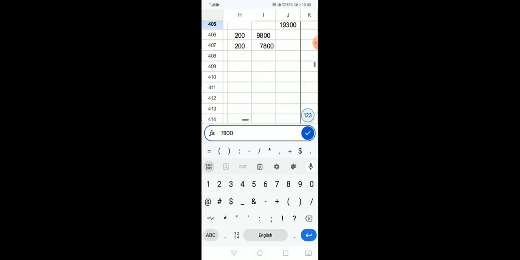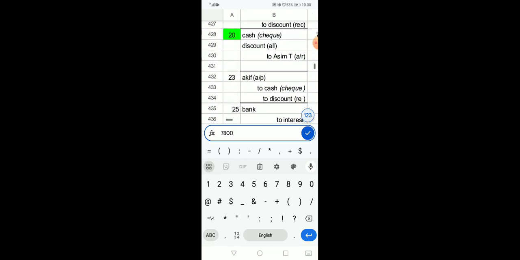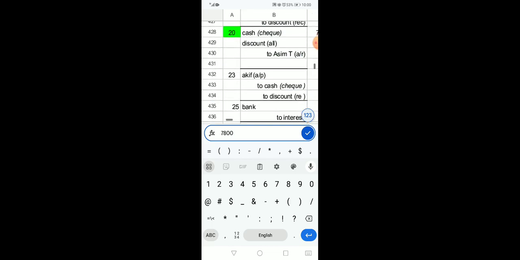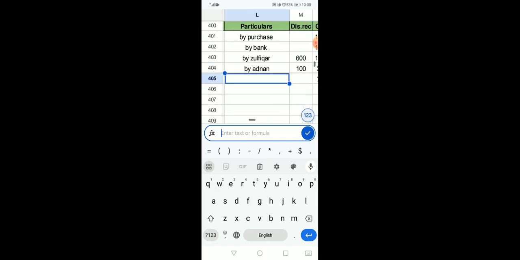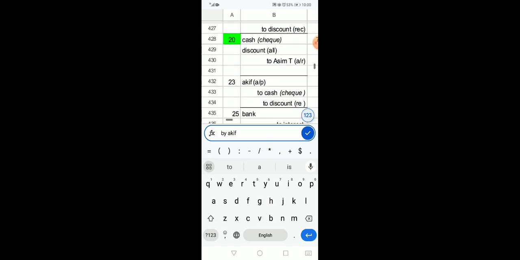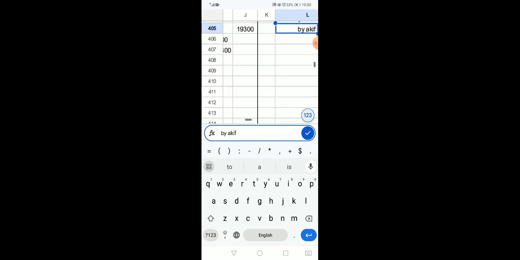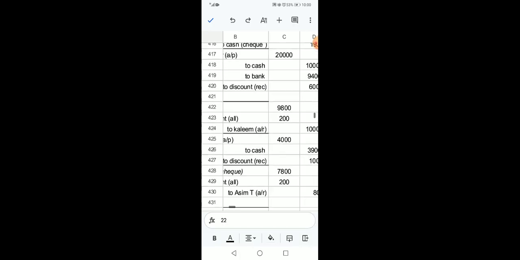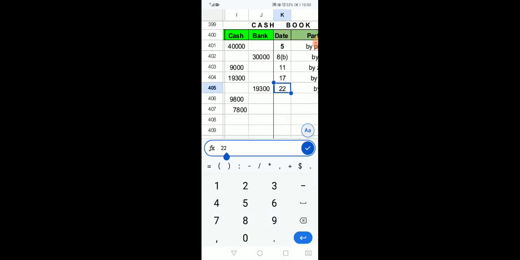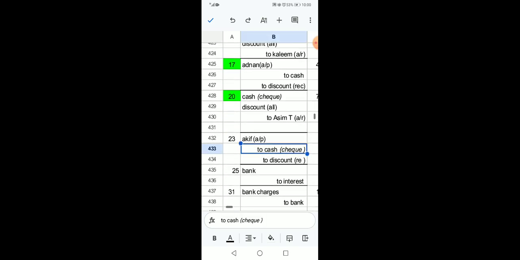All right, now see the reference of this entry. At opposite side Akif is being written, so just write down Akif's name as reference. Now see the date, which is 23. Put date over here, 23. Half of the entry has been completed. 23 was date, but I had put 22 perhaps. 23 is the date. In 23 there were two elements, cash is being posted.